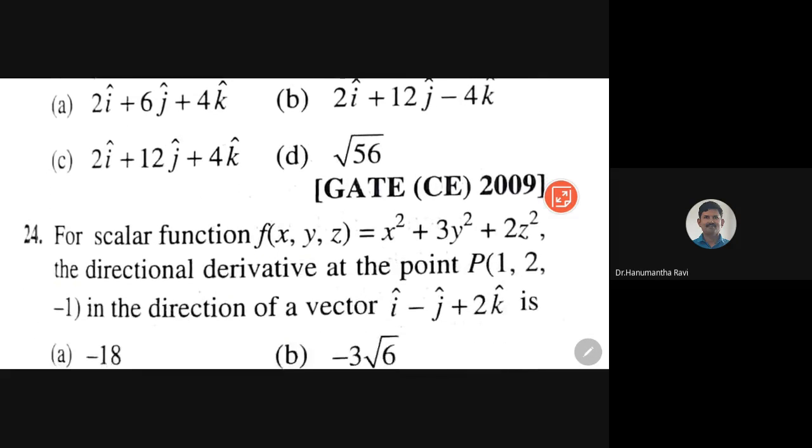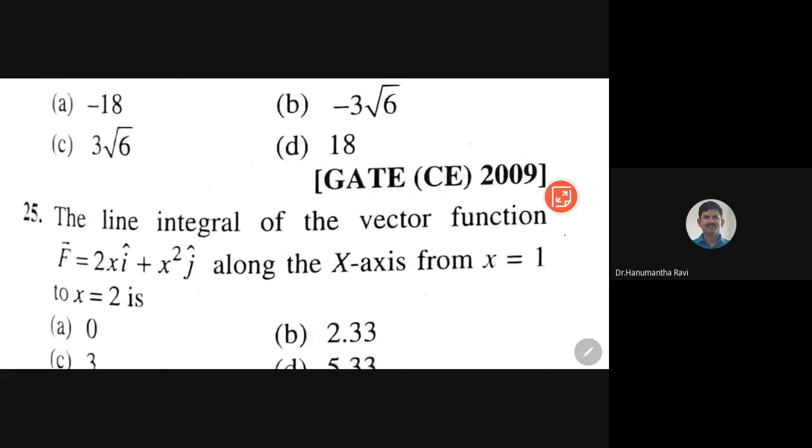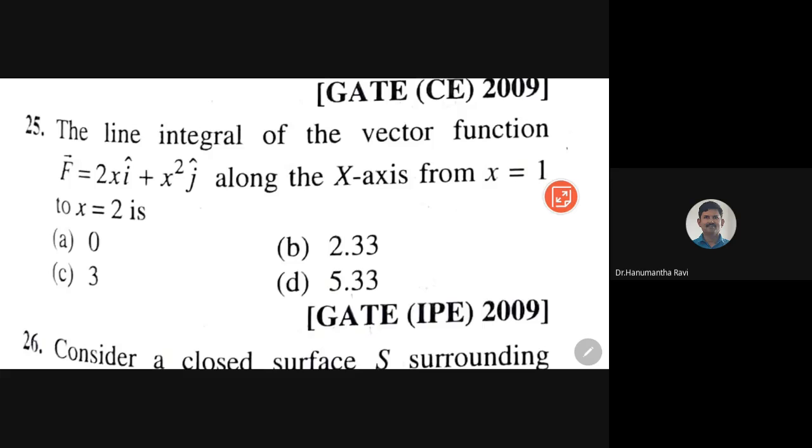Now, the scalar function f of xyz is equal to x square plus 3y square plus 2z square, then they are talking about the directional derivative. Now come over to here.